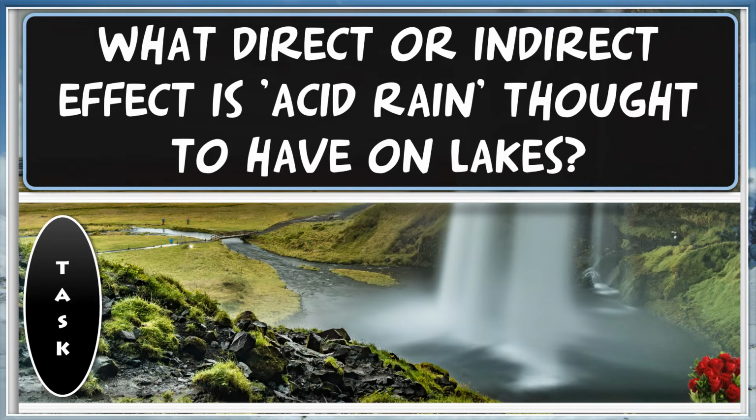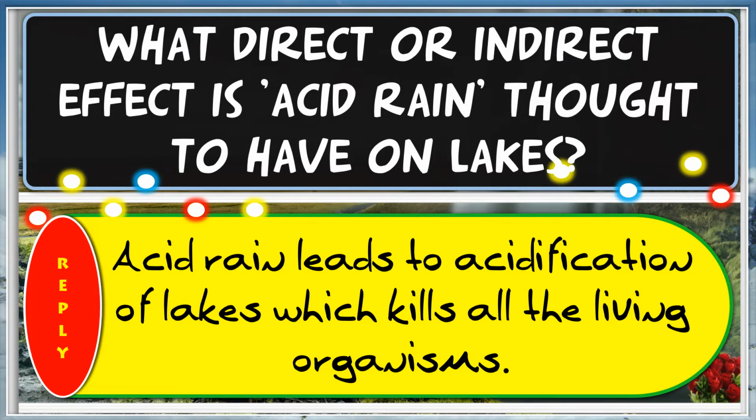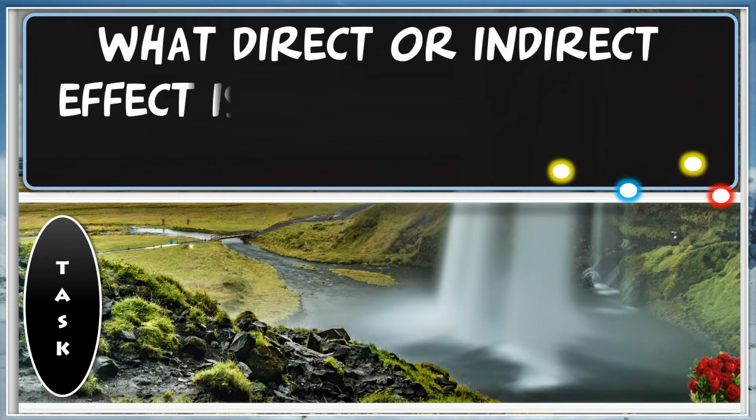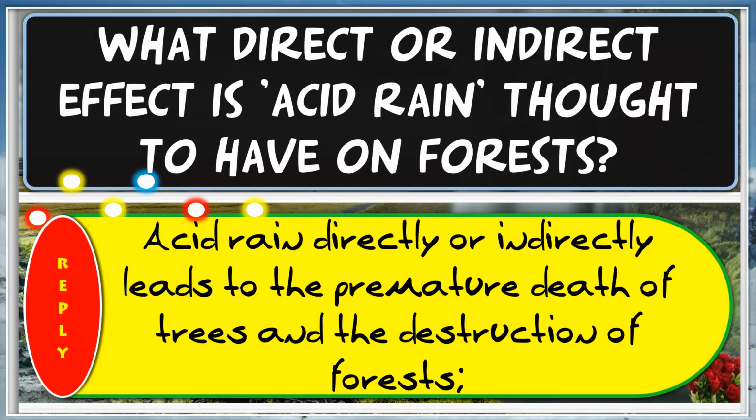What direct or indirect effect is acid rain thought to have on lakes? Acid rain leads to acidification of lakes, which kills all the living organisms. What direct or indirect effect is acid rain thought to have on forests? Acid rain directly or indirectly leads to the premature death of trees and the destruction of forests.